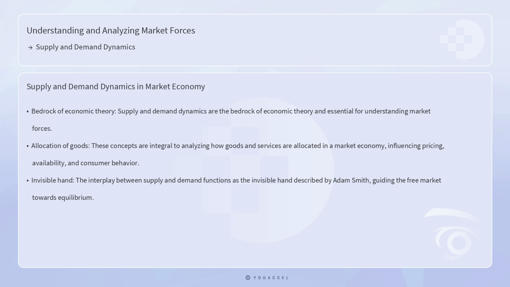These concepts are integral to analyzing how goods and services are allocated in a market economy, influencing pricing, availability, and consumer behavior. The interplay between supply and demand functions as the invisible hand described by Adam Smith, guiding the free market towards equilibrium. This lesson delves into the intricacies of supply and demand dynamics, examining their core principles, influential factors, and significant implications for business model innovation.